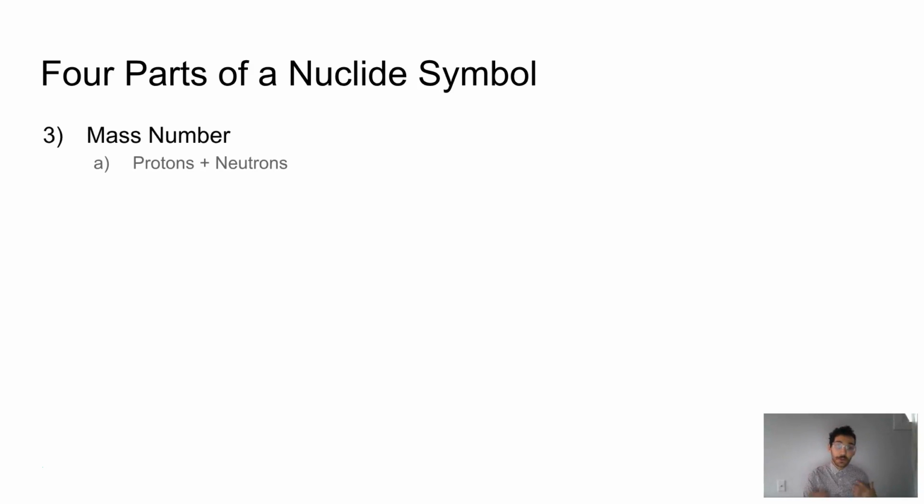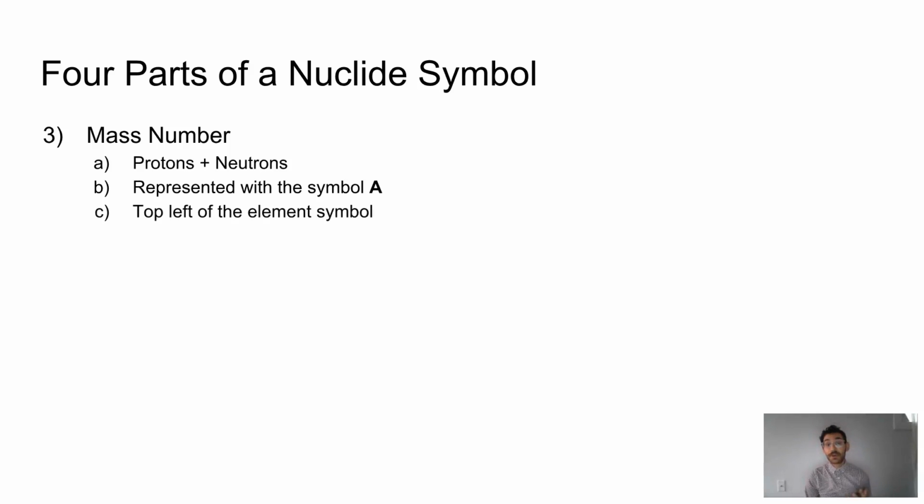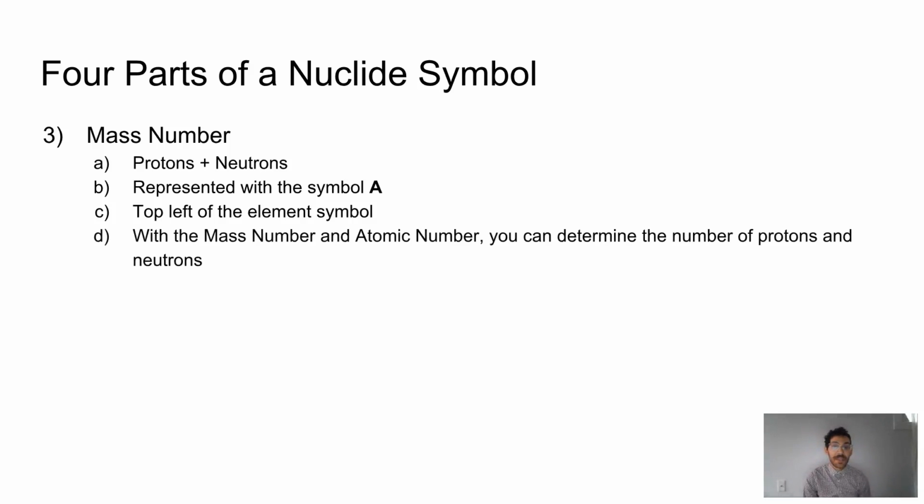The next two parts are the mass number and charge. Mass number, if you recall, is the number of protons plus the number of neutrons. This is sometimes represented with a symbol A, though we don't come across that as often. Our mass number we're going to put at the top left of our nuclide symbol. It's going to live above our atomic number. If we have both the mass number and atomic number, we can determine how many protons and how many neutrons there are in our particular element or atom.